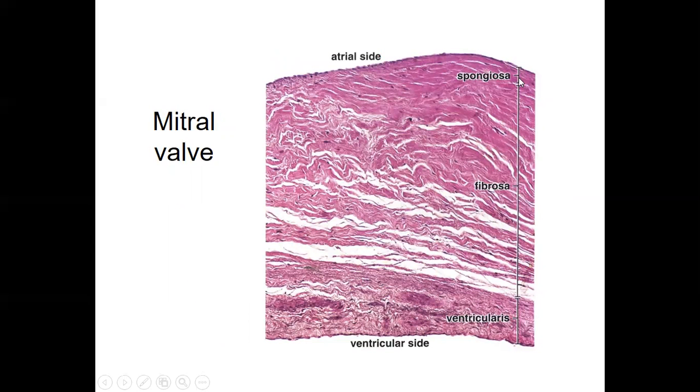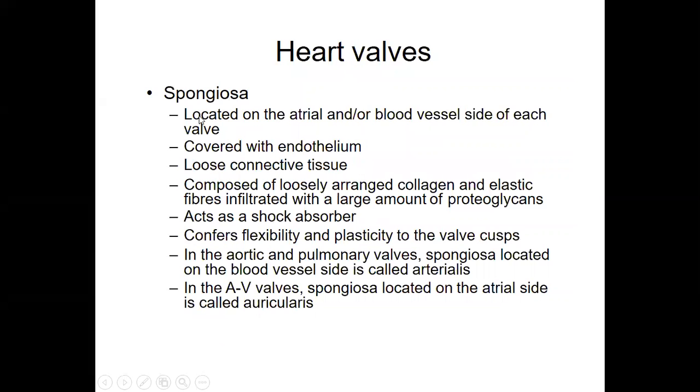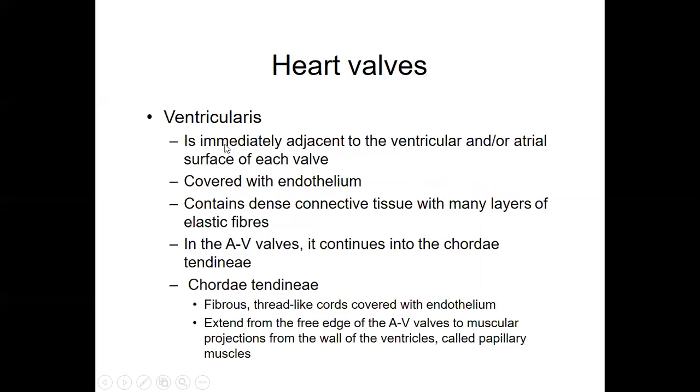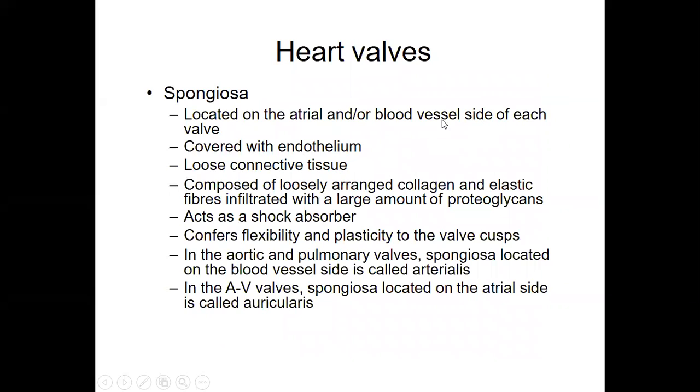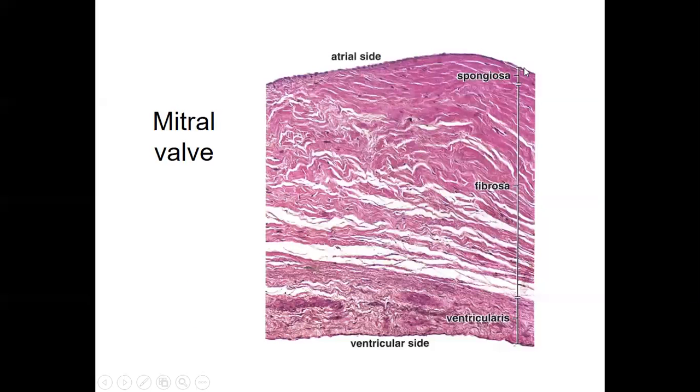And then for the spongiosa, this is the spongiosa. This part is facing toward the atrium. This part is facing toward the ventricle. So you can see here, this is the spongiosa. Spongiosa is located on the atrial and blood vessel side of each valve, because it's facing toward the atria, or toward the blood vessel side of each valve. And the spongiosa is covered with the endothelium.